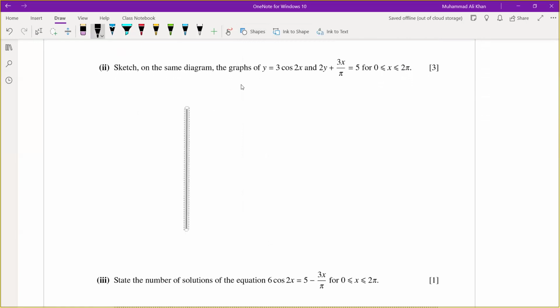How to sketch the curve. Now, from 0 to 2 pi, so just write pi by 2, 90 degrees, pi 180 degrees, 3 pi by 2, 270, and 2 pi, 360 degrees.